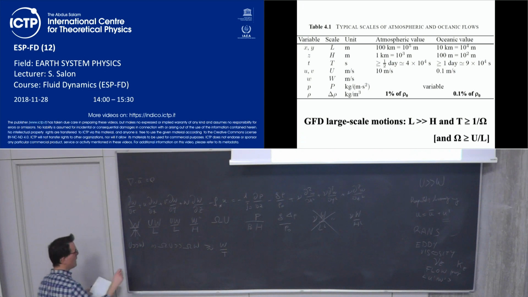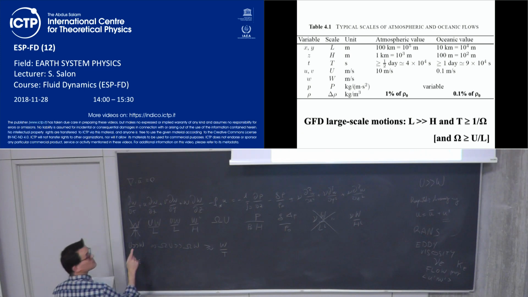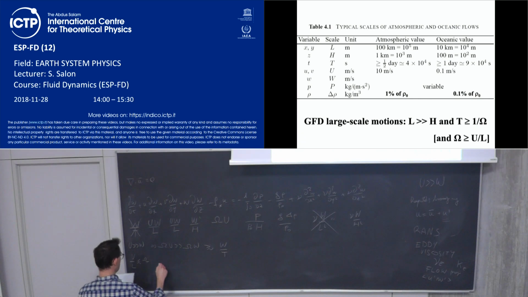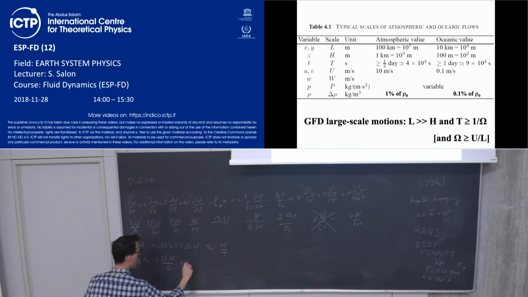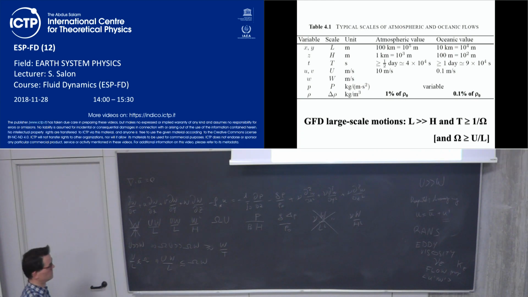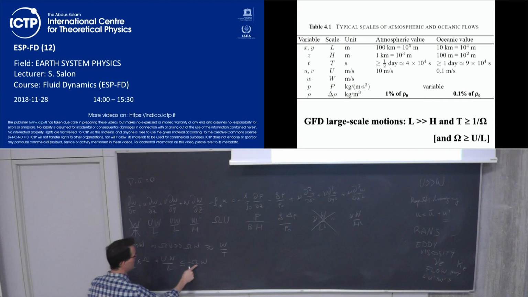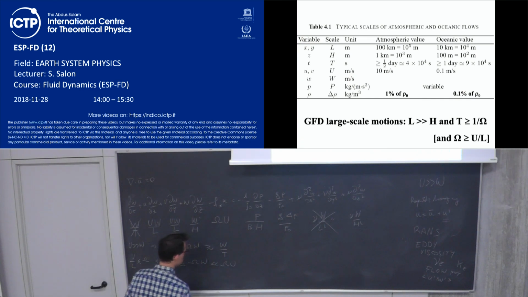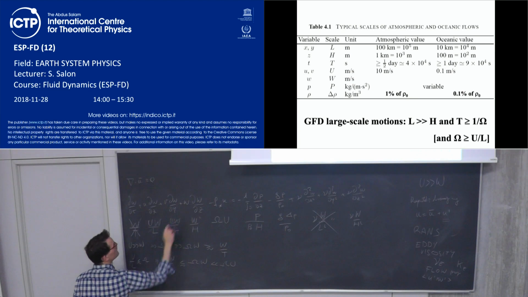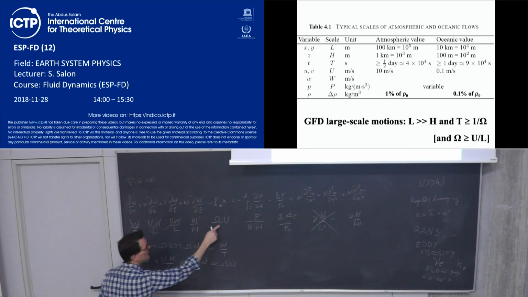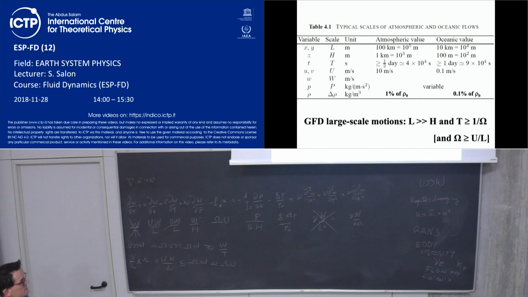Then we know that U over L is much smaller, not much smaller, is smaller than omega. So we can also say that UW over L will be smaller than omega W. I just multiply by W. But omega W is much smaller than omega U. So the third term, the horizontal advection term, can be neglected again with respect to the Coriolis.